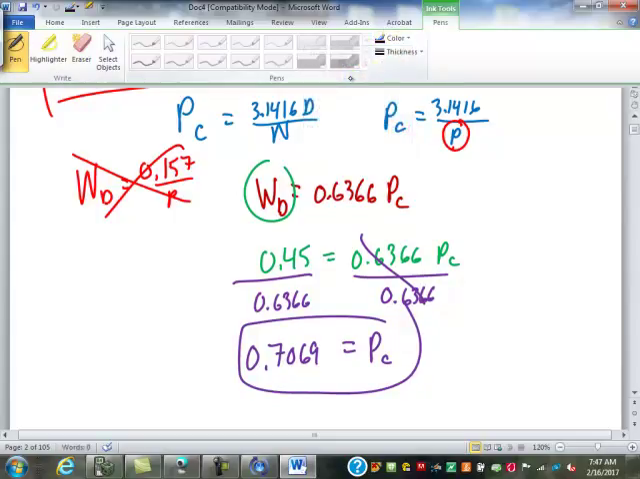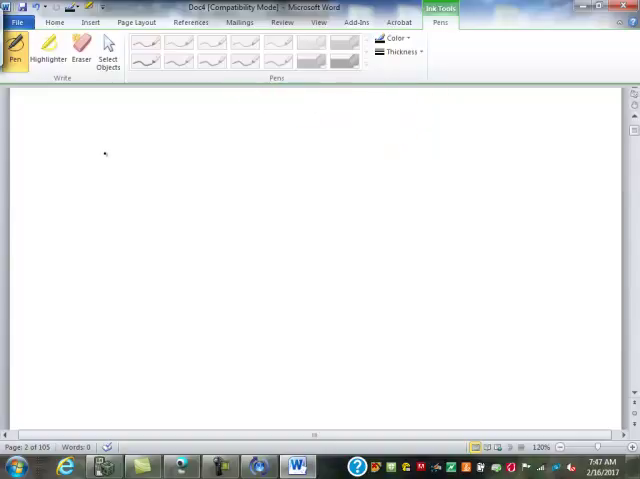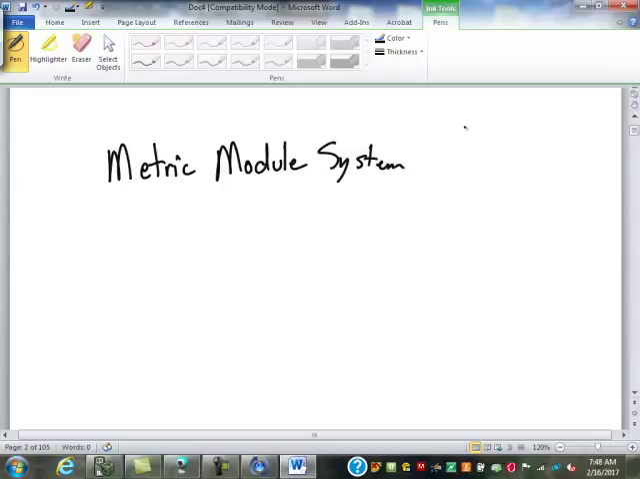Okay, the last thing we want to talk about then from this packet is we want to look at the metric module system. When we talked about pitch, remember pitch was number of teeth divided by diameter, which gave us the number of teeth per inch of circumference. Well, it's per inch of diameter, but multiplied by pi, it would give you the number of teeth per inch of circumference.